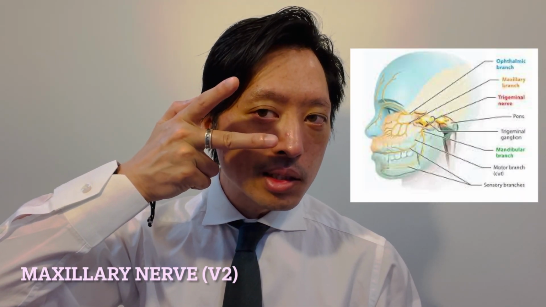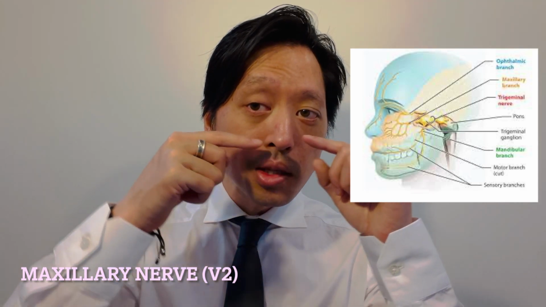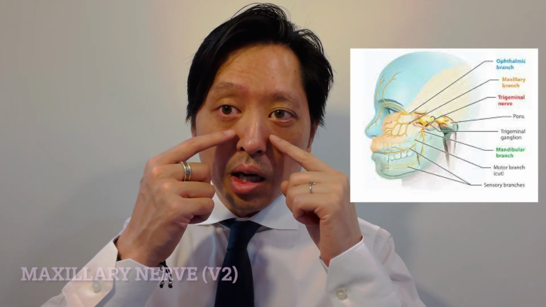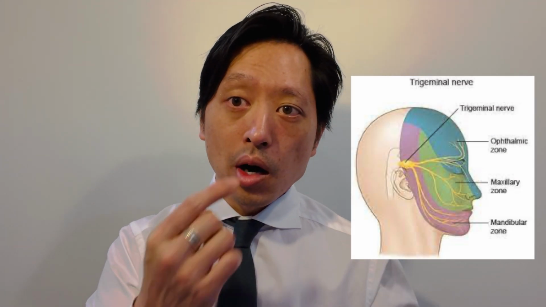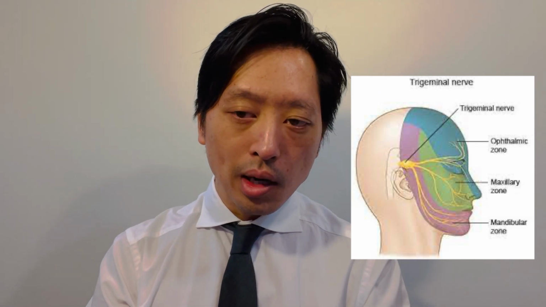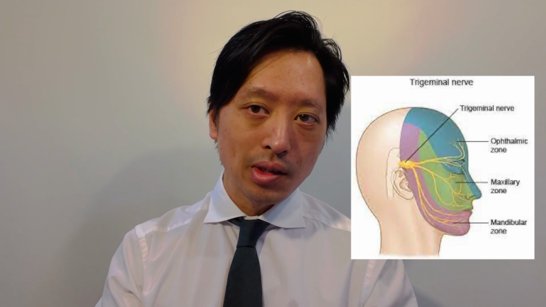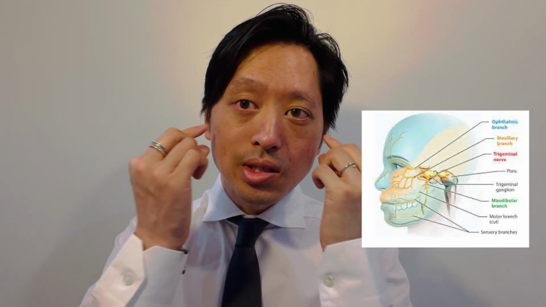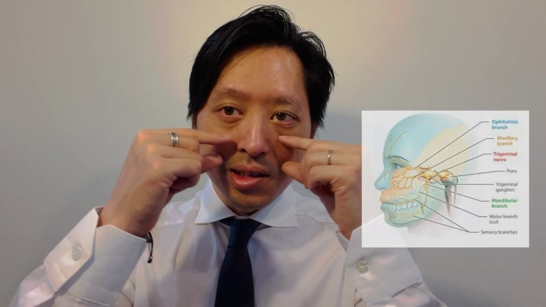And the maxillary branch gives the sensation below your eyeball. So your lower eyelid, your lateral nose, your paranasal sinus, your upper lip, and also your maxillary teeth. What are maxillary teeth? That's basically your upper teeth, right? And it also gives sensation to your cheek a little bit, and your maxillary sinus. So your cheek, maxillary sinus, basically this strip right here, that's from the maxillary branch of your trigeminal nerve.